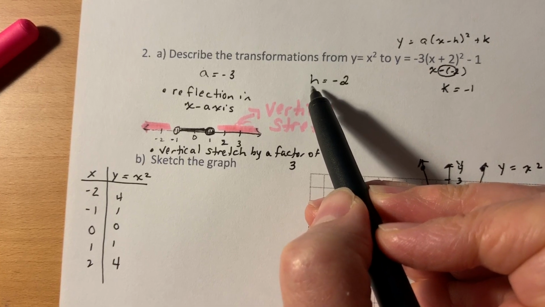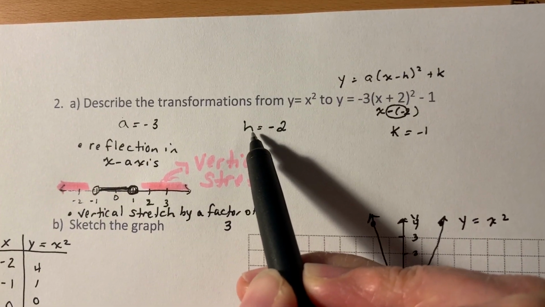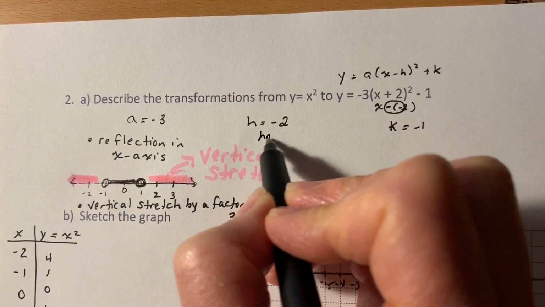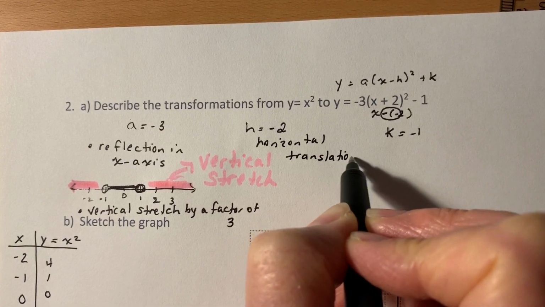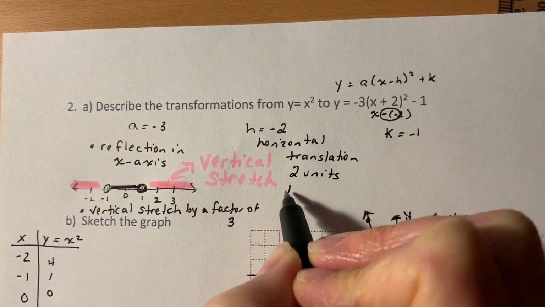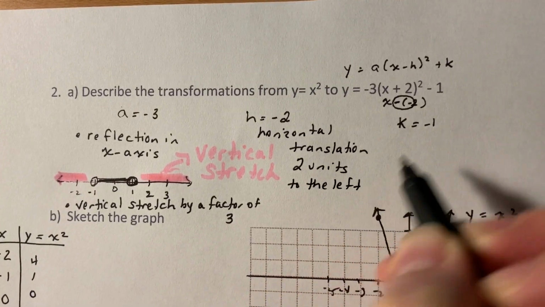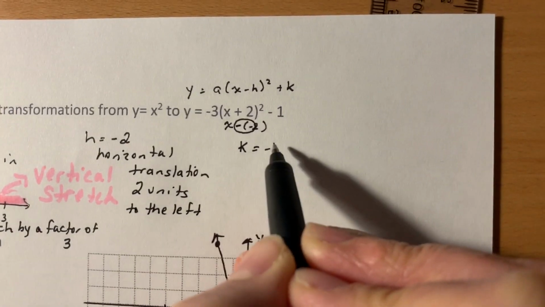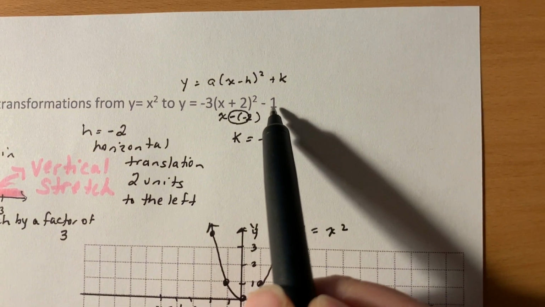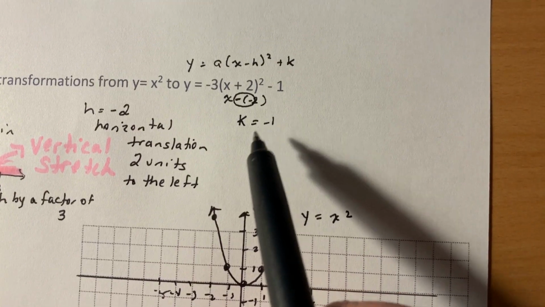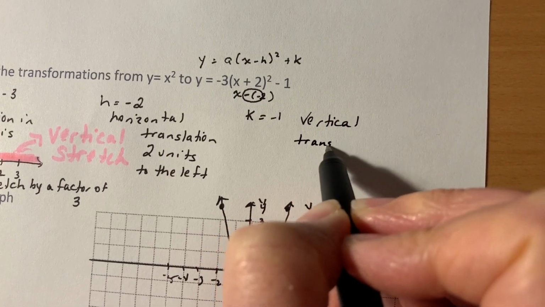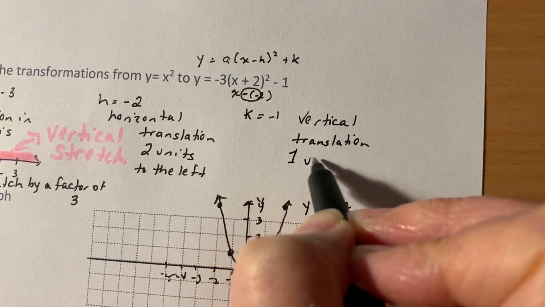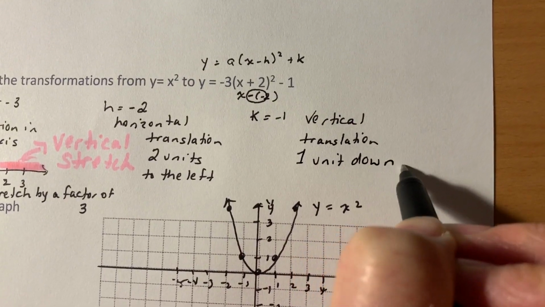h, you can remember h is horizontal. Horizontal left or right. If it's positive, right. Negative, left. So I know this is a horizontal translation two units to the left, or left 2 units. This last one, sorry, I got my ruler here, is vertical. It's up or down. Because it's negative, I know it goes down. If it was positive, it would go up. So this is vertical translation, 1 unit down.